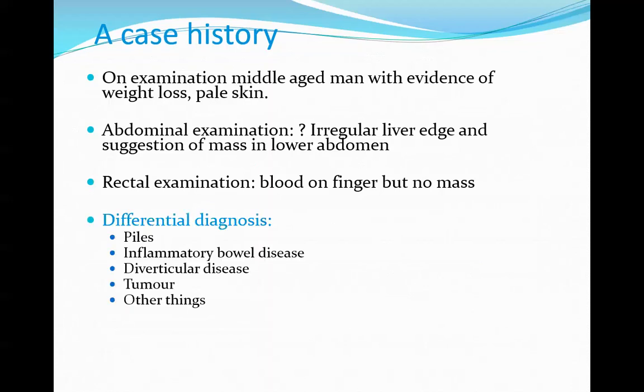So the differential is probably piles because the bleeding is there. He might have inflammatory bowel disease, or diverticular disease, or a tumor. So how will we approach?